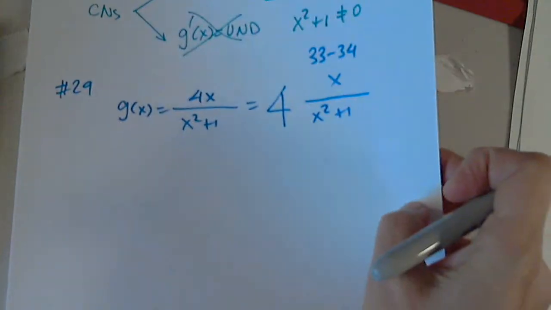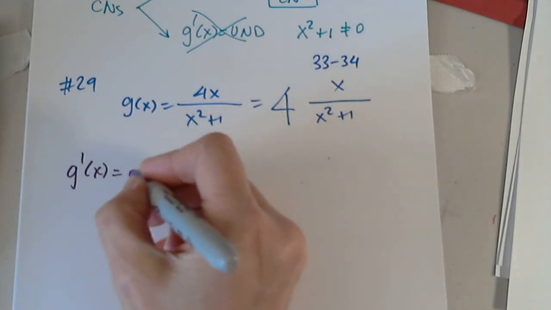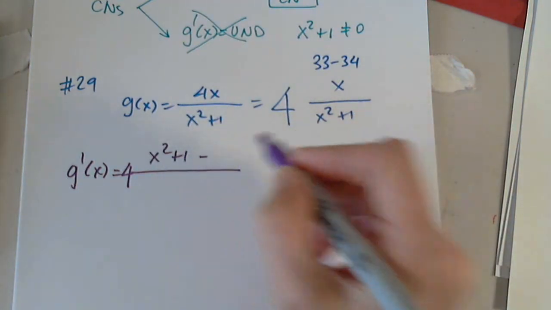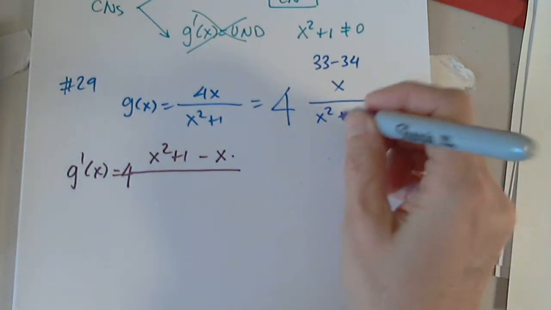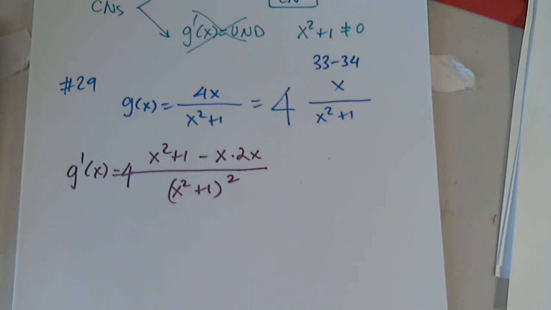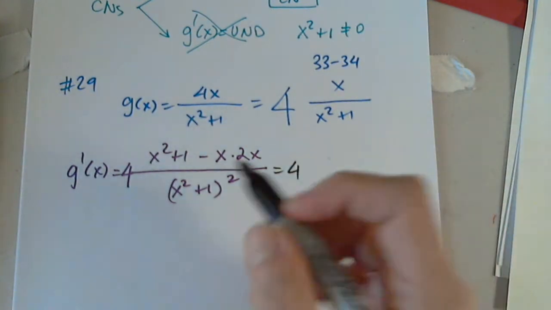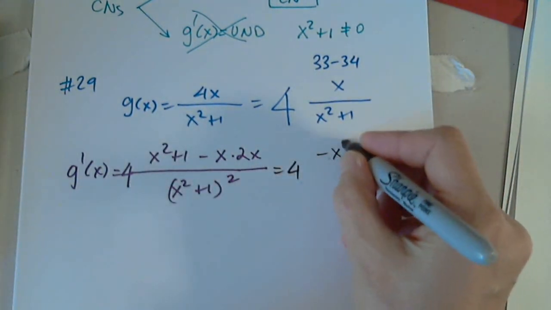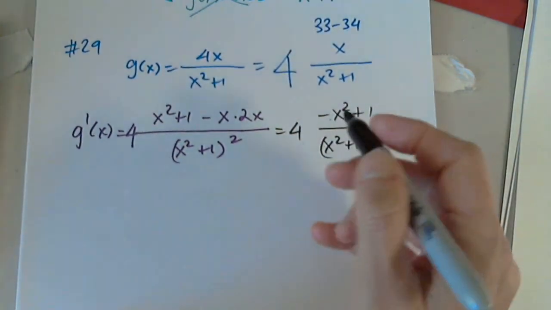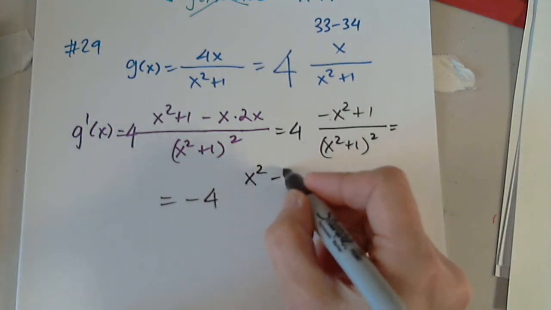So I will determine g prime, 4 in front. Top function prime is 1, minus top times the denominator prime, over the denominator squared. I know it's extremely tempting, but please make sure you do not simplify this with this. That will be a tragedy in the making. So 4 times x squared minus 2x squared is negative x squared, plus 1, over x squared plus 1 squared. And yes, I refuse to work with a negative leading coefficient.